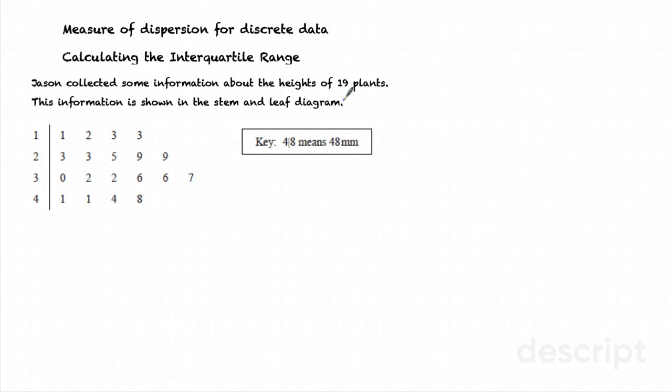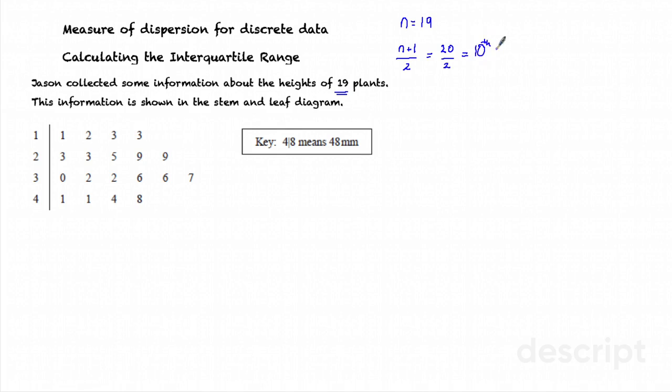Now here we need to see the value of n. The value of n is our number of data points, and here n is 19. And then to find the position of our median, we will do n plus 1 divided by 2. In this case, that's 19 plus 1, which is 20, divided by 2, and that will let me know that the median is the 10th value.